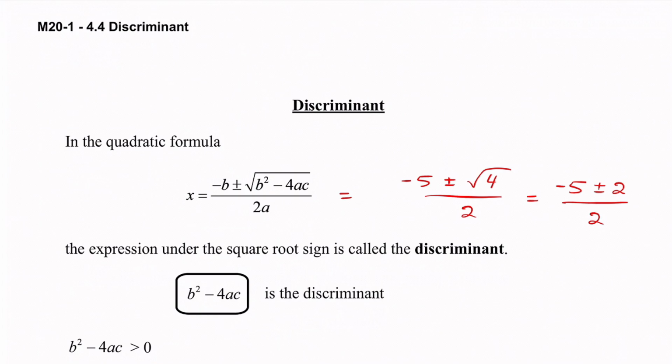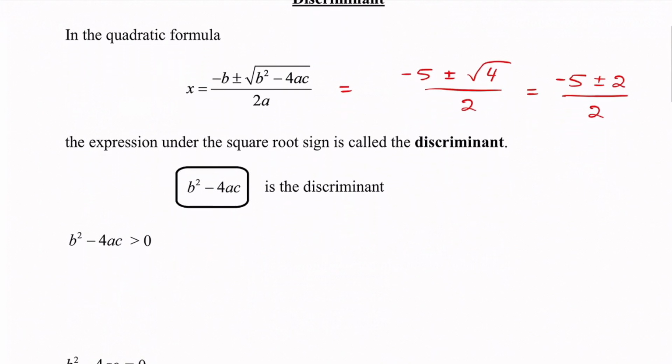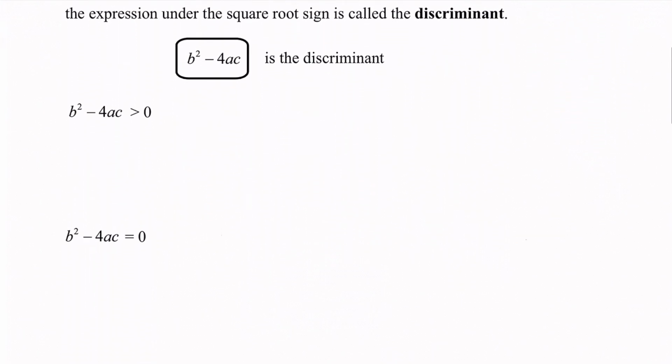So again, it just says there the expression under the square root is going to be called the discriminant. So this right here, that is the discriminant. That's what determines the number of solutions. So b squared minus 4ac is the discriminant. So we're going to have those 3 situations that I just kind of categorized up top there.